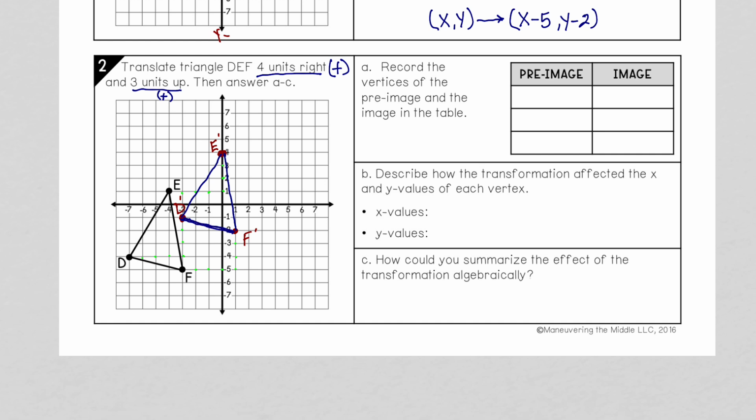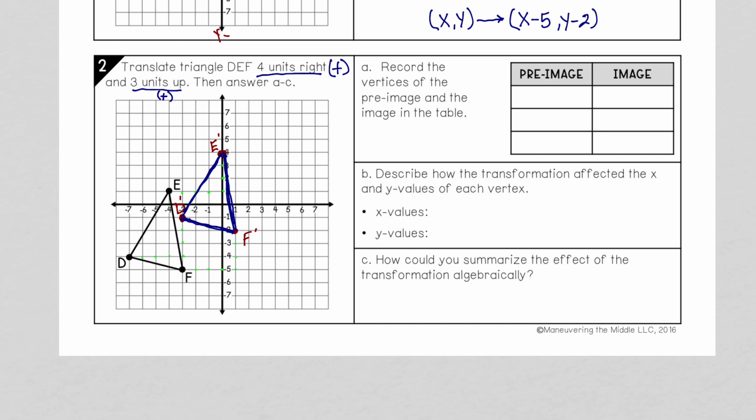So you can see in this that it turns out to be the same shape, same size. So it is maintaining congruency. Let's take a look at the table.